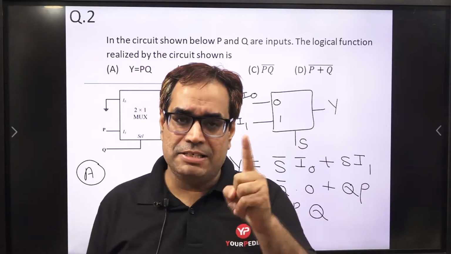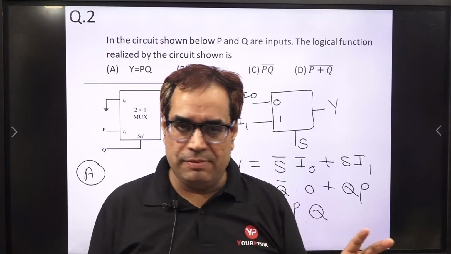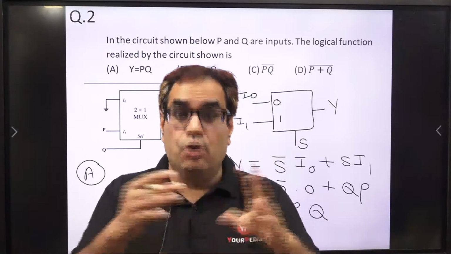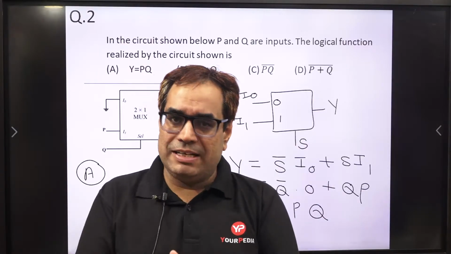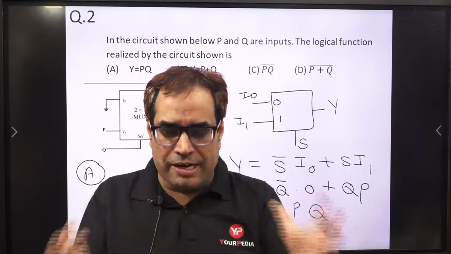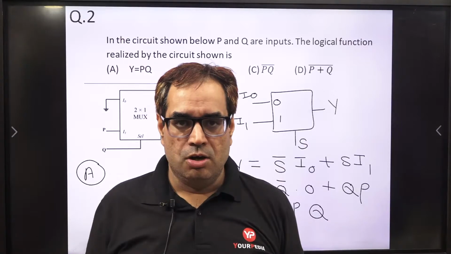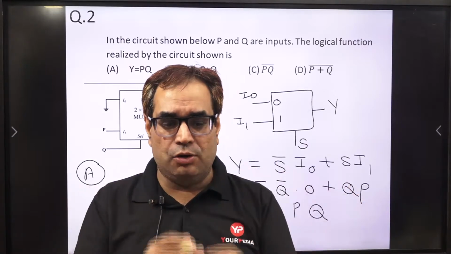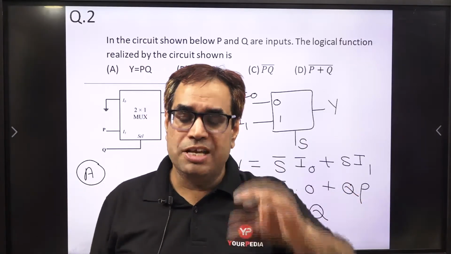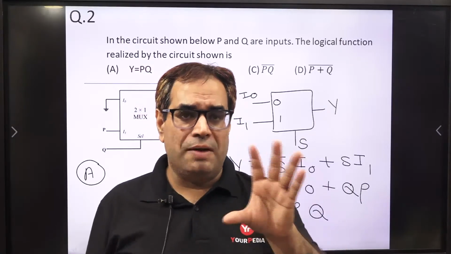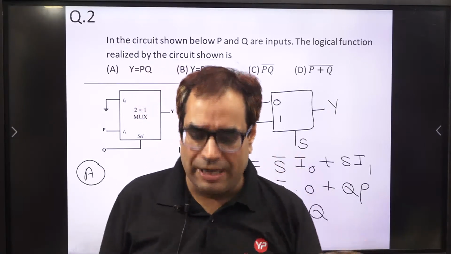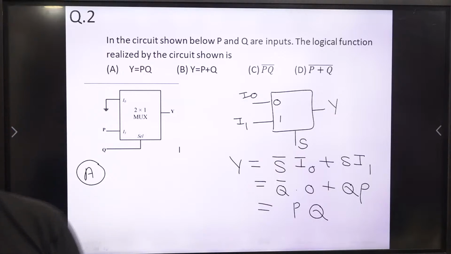So multiplexer is important: the definition of multiplexer, and multiplexer as a logic function generator. A multiplexer can be used to generate different logic functions. All the Boolean functions and all the logic gates can be implemented using multiplexer ICs. So you have to revise that concept also, right? Now let us see our next question.